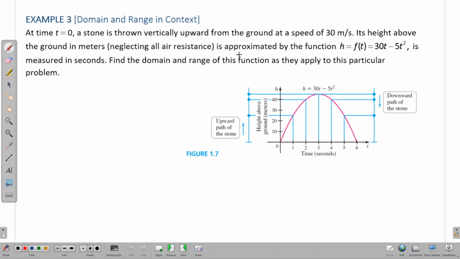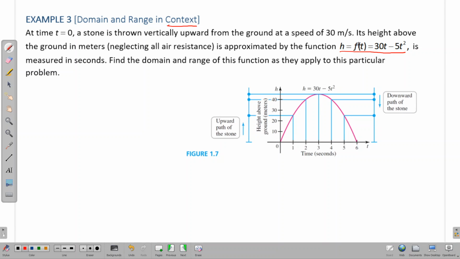Okay, one more example. This one has an actual context, or a story to it. It says at time t equals 0, a stone is thrown vertically upward from the ground at a speed of 30 meters per second. Its height above the ground in meters, neglecting all air resistance, is approximated by this function here. And the input t is measured in seconds. It says find the domain and range of this function as they apply to this particular problem.